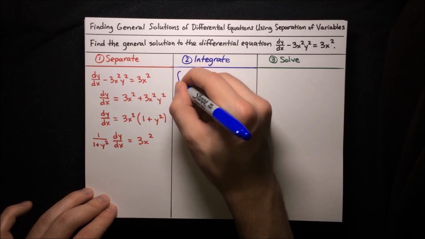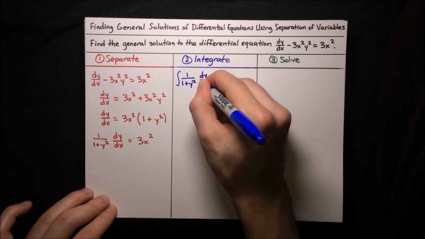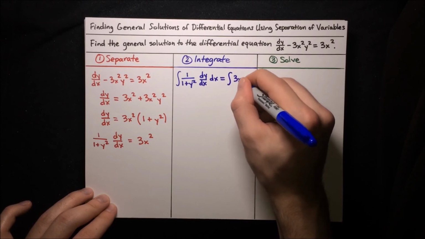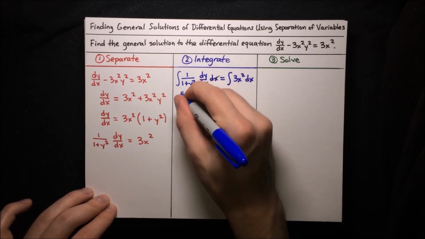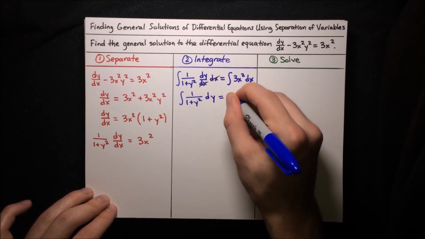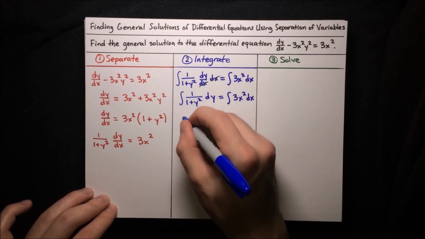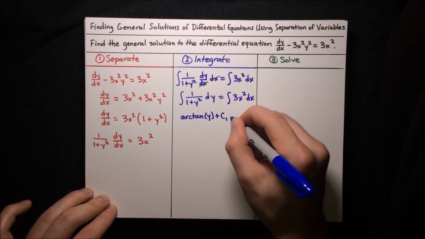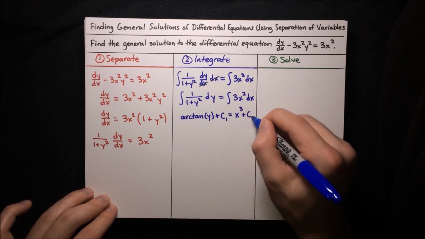So we'll take the integral of both sides: the integral of 1 over 1 plus y squared dy/dx with respect to x is going to be equal to the integral of 3x squared with respect to x. It's like the dx's cancel, and we've just got the integral of 1 over 1 plus y squared with respect to y equal to the integral of 3x squared dx. And we solve this integral. This is just arctangent of y plus a constant, say c1, equal to the integral of 3x squared, which is just x cubed plus a constant, say c2.